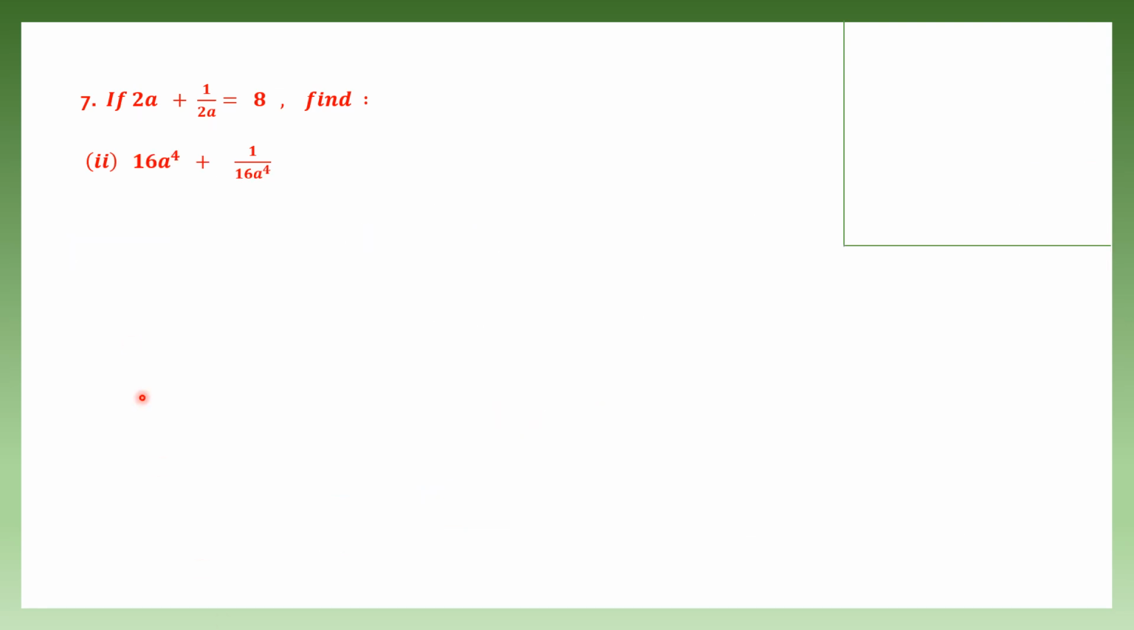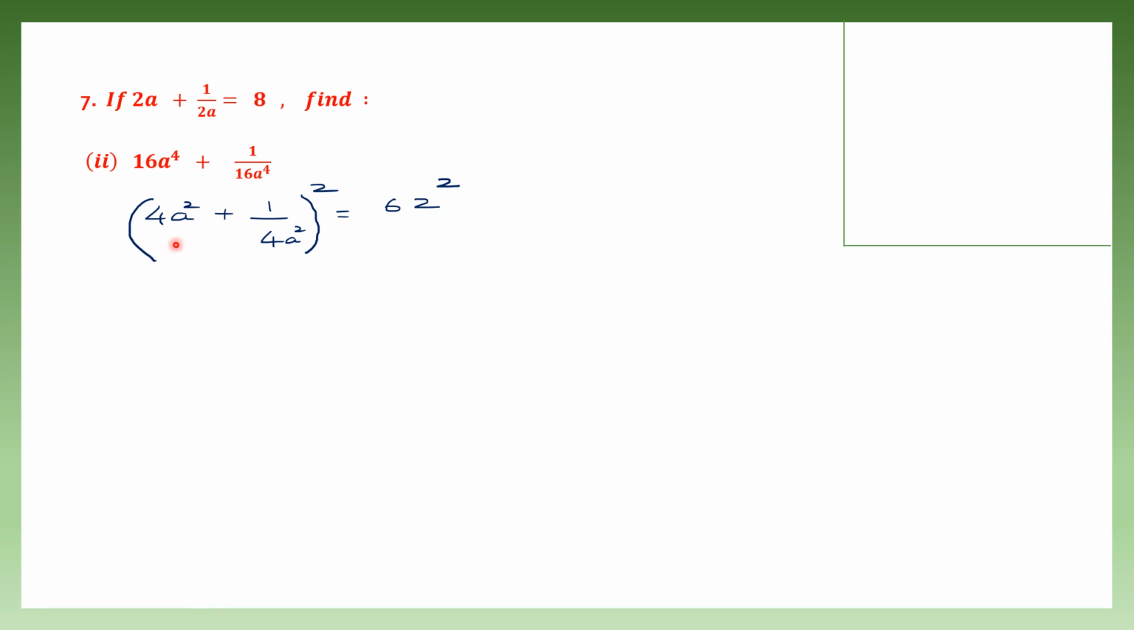Question 2. Part of the same question, 7th one, question 2. 16a square plus 1 by a square. Now, in the previous question, we got this, isn't it? We got 4a square plus 1 by 4a square is equal to 62. Now, if we find the square of this, we will get 16a square plus 1 by 16a square. We will be able to find that. So, if we square this, we have to square this side also. So, both sides have to be squared.